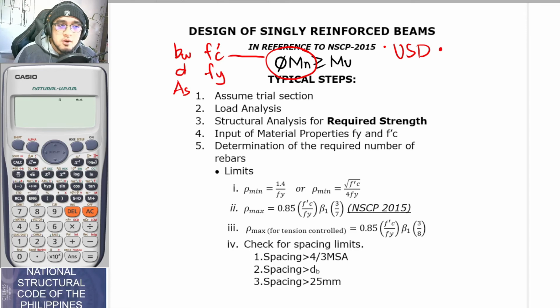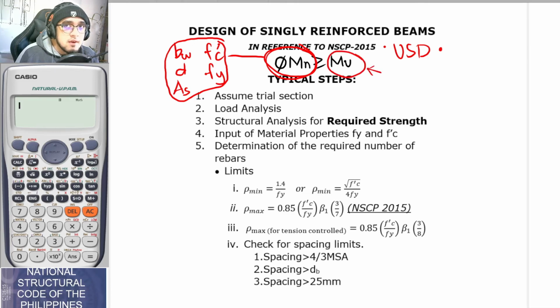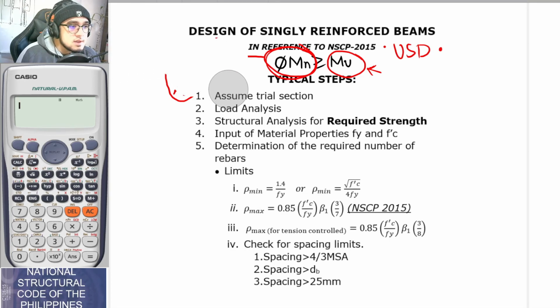So, our goal in our designing, since we are to be the structural engineers of this particular member, is for us to come up with the combination of these that will result in a φMn greater than or equal to Mu, because this Mu is actually given already prior to our designing. This is done in the preliminary designs and in the load analysis part. Okay, so these are the typical steps in our design for our singly reinforced beams.